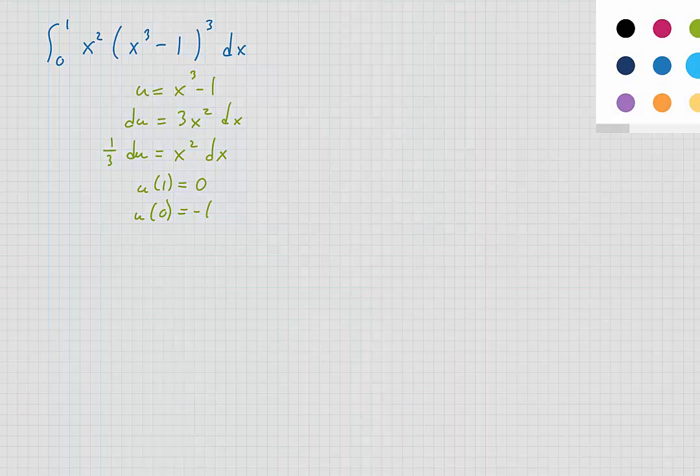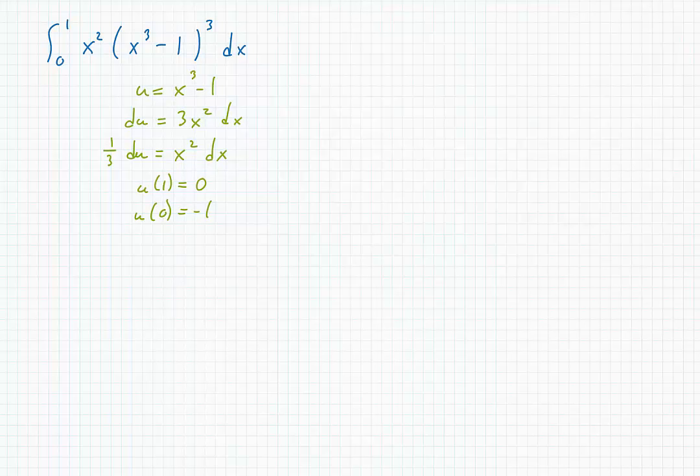So if we go ahead and do this substitution, we're now going to end up with the integral from negative 1 to 0. We're going to have a 1/3 outside that. We're going to have u to the third du. So we do the substitution for the integrand and the differential part exactly the same way we did before, but now we also need to do a substitution on those limits of integration. So if we find an antiderivative here, we're going to have 1/3 times 1/4 times u to the fourth, and we're going to evaluate that from negative 1 to 0.